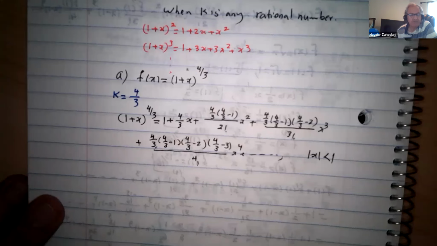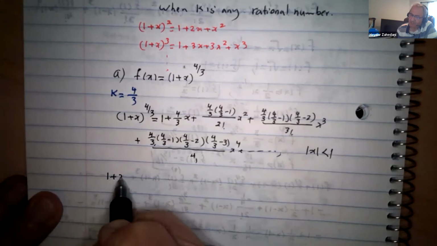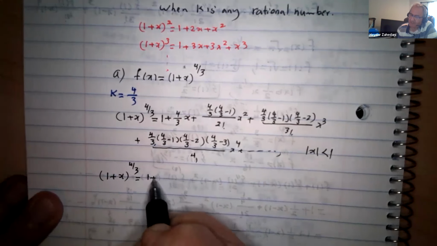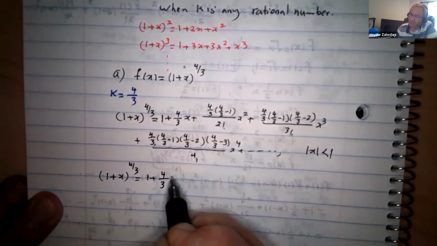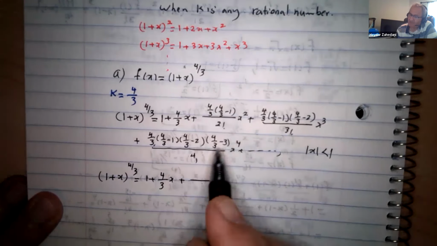Again, we want to make sure that you remember this famous series. So there you are. This is the solution. 1 plus x to the 4/3, or the final part, is going to be 1 plus 4/3 x. Patiently simplify these fractions. Just on the top, this is a 4/3.